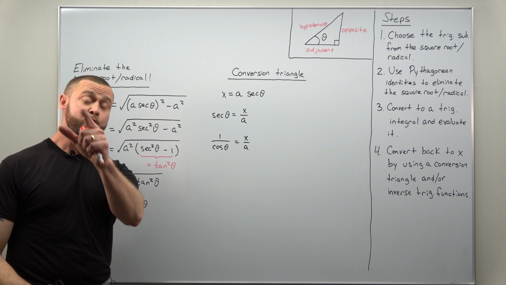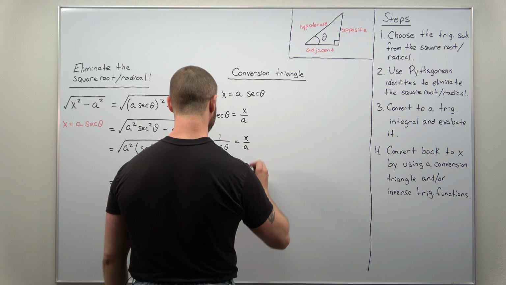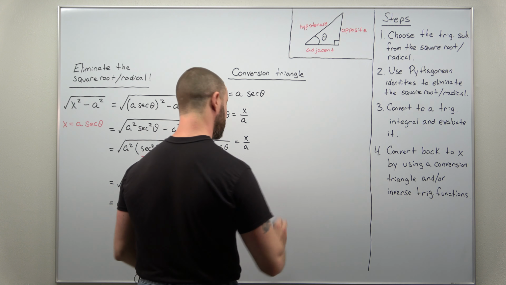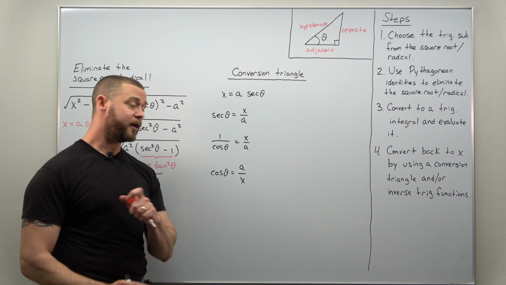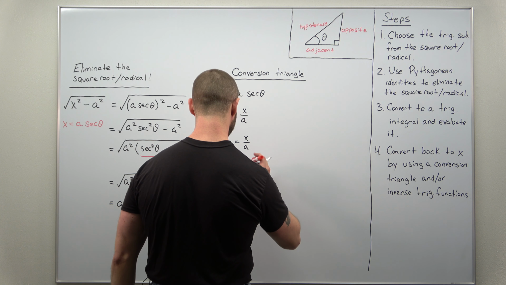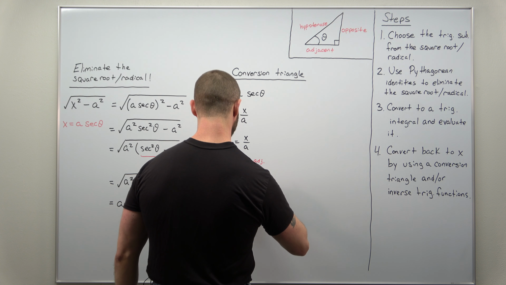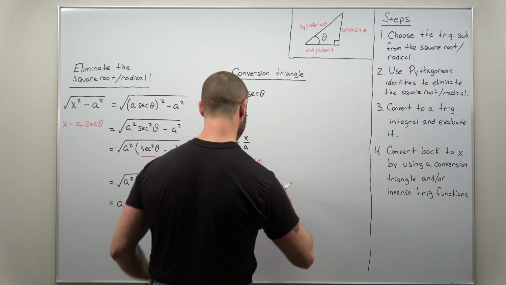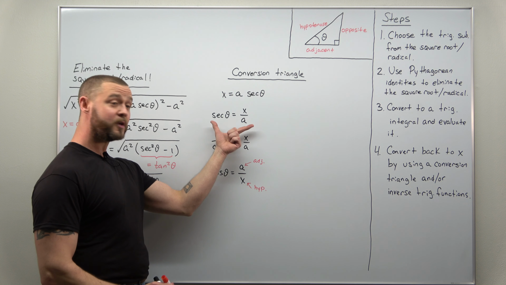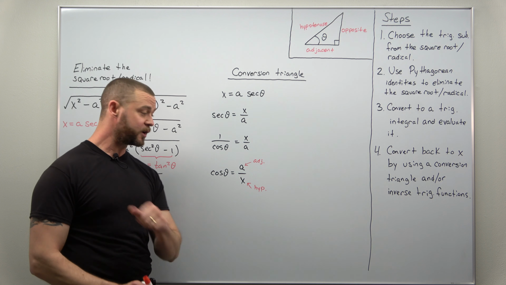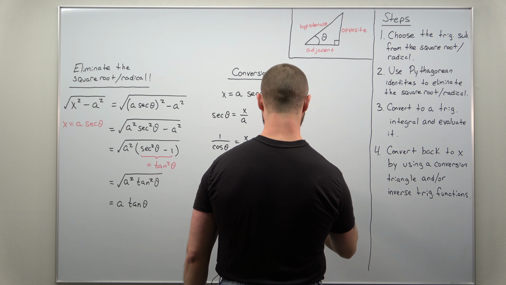And we're basically going to flip that, and we'll get cosine of theta equals a over x. And that allows us to now determine 2 of the 3 sides. Cosine of an angle, that's going to be the adjacent side divided by the hypotenuse. So let's determine our conversion triangle from here. It can be done with secant, but if you remember basic SOHCAHTOA, now you can apply it here.